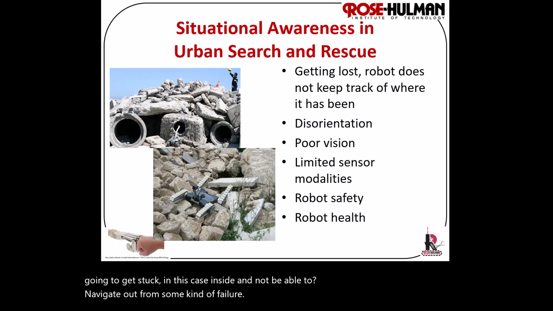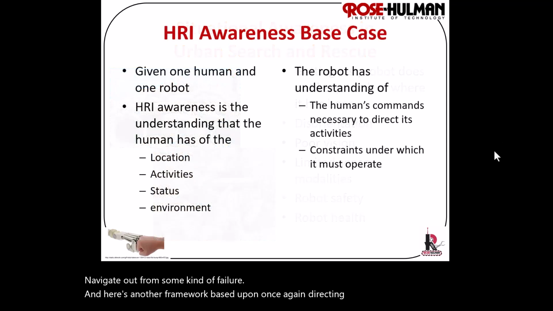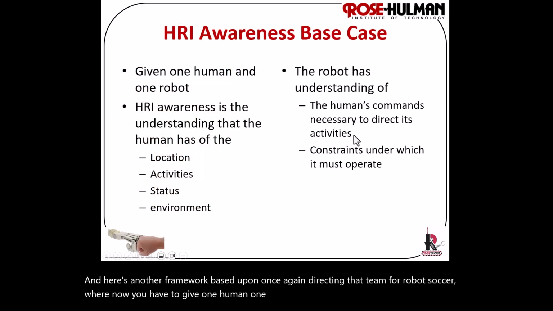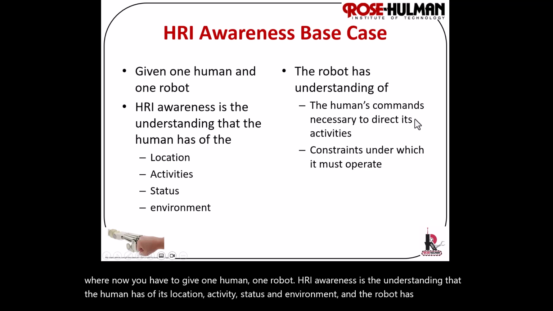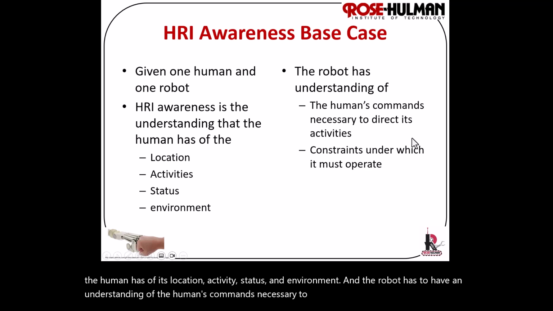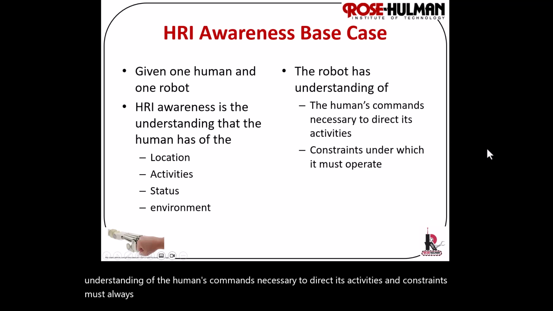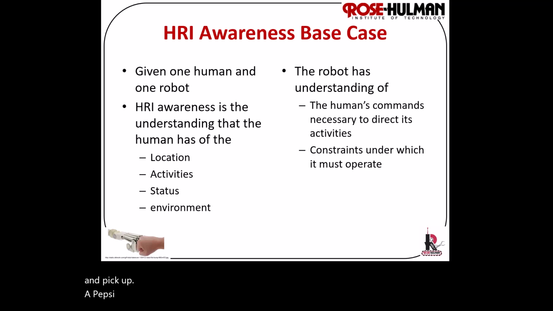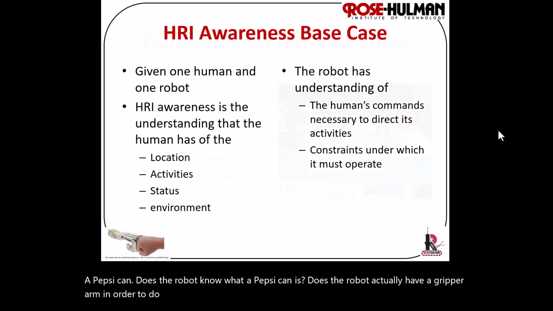And here's another framework based upon, once again, directing that team for robot soccer, where now you have to give one human, one robot. HRI awareness is the understanding that the human has of its location, activity, status, and environment. And the robot has to have an understanding of the human's commands necessary to direct its activities, and constraints under which it must always operate. For example, if the human tells the robot to go and pick up a Pepsi can, does the robot know what a Pepsi can is? Does the robot actually have a gripper or arm in order to do that? Can it actually complete that mission?